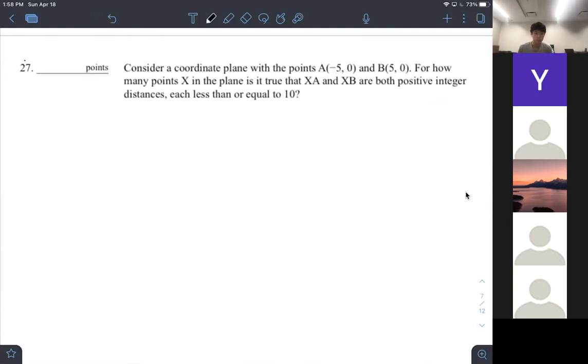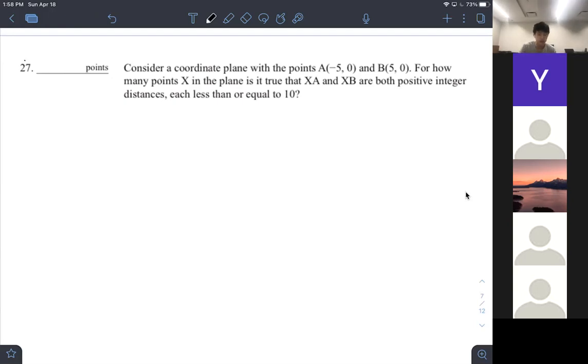Problem 7. Consider a coordinate plane with points A at (-5, 0) and B at (5, 0). For how many points X in the plane is it true that XA and XB are both positive integer distances, each less than or equal to 10?